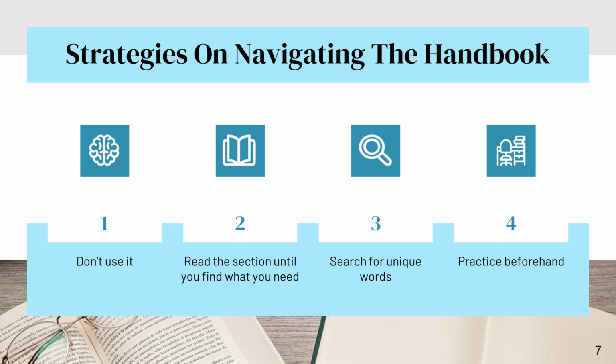So the last strategy is just practice beforehand. Look up all the sections you don't know, figure out where they are, and be familiar with them so that during the exam you can actually flip to them pretty quickly. Let me know in the comments below which strategy would you use, and if there's any other strategy you might recommend in navigating the handbook. And to be honest, there's no one best strategy. The best strategy is the one that works for you.